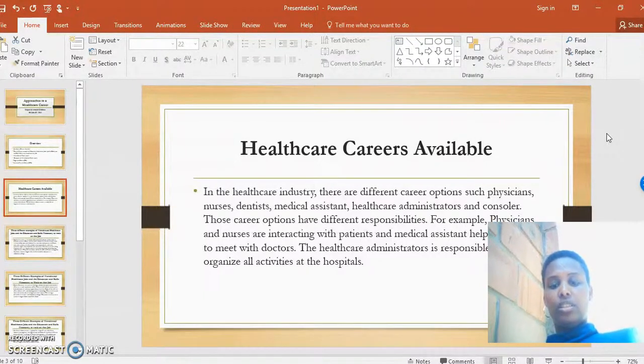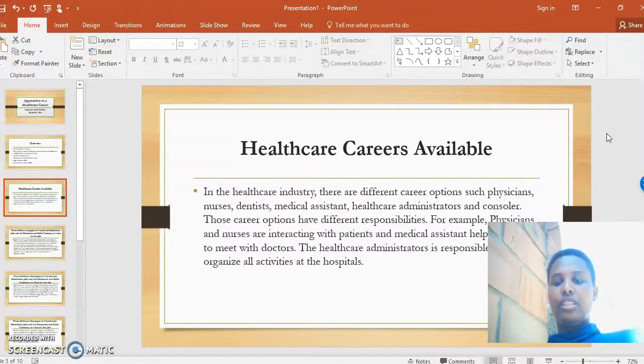Those are the options we have in our industry, and people can apply and compete for those jobs. For example, physicians and nurses are the people who interact with patients hand in hand every day, meeting with them while consulting, while taking tests or exams, with any disease or illness that the patient has.